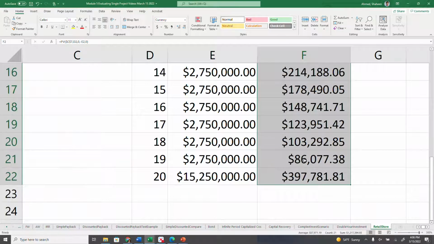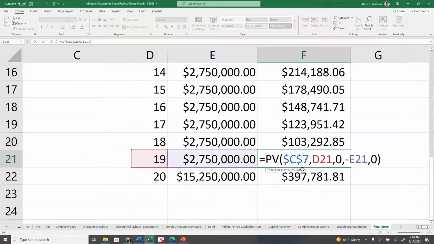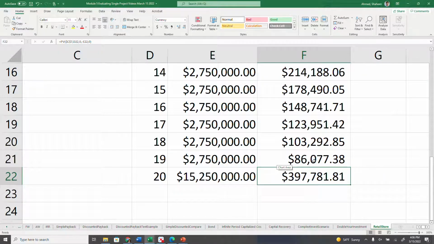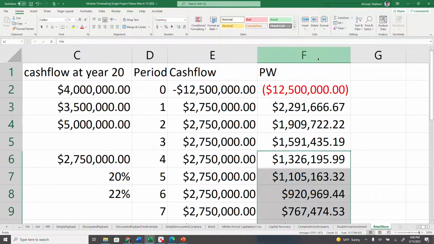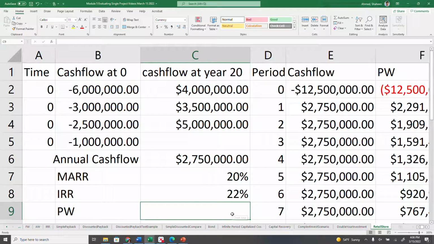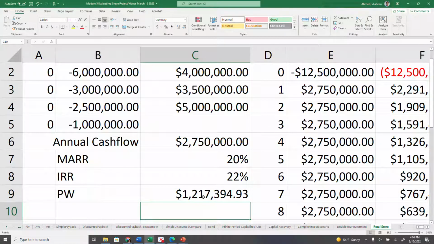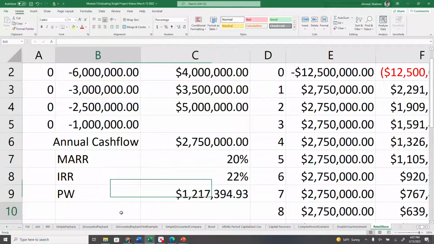Let me see. Yeah, the interest rate was copied right. So basically at year 19, that annual cash flow is worth only $86,000 in today's value. So these are all present worth. We can simply add that column, type SUM, and add this present worth column to get the present worth. So that's the present worth for this project, which is positive. As we know, it's going to be positive because the IRR is more than the MAR. Everything else will be positive.